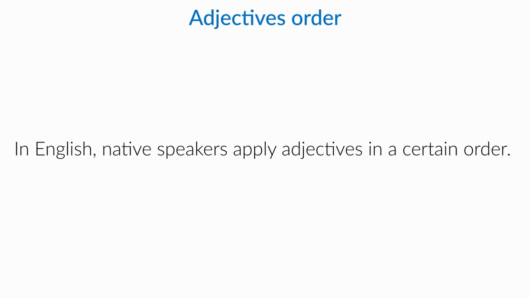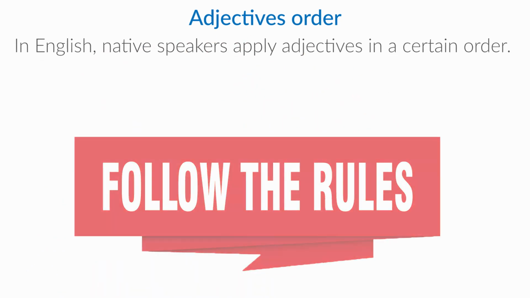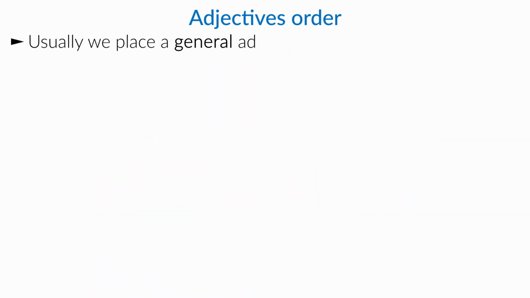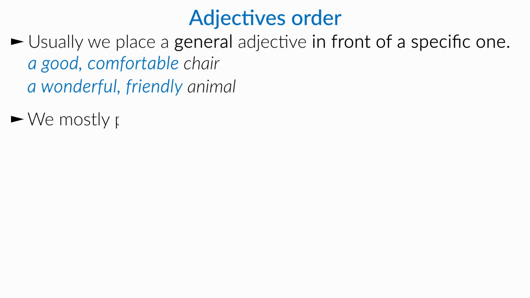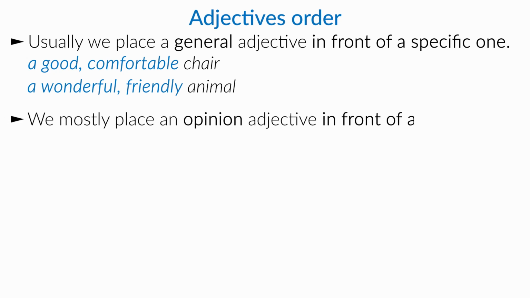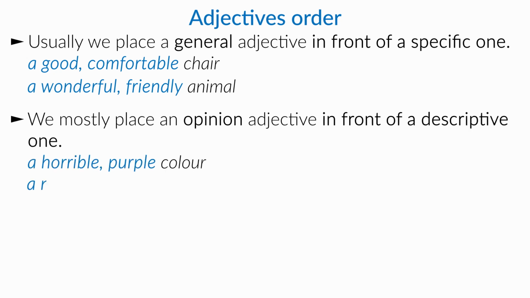Adjectives order. We often use more than one adjective before a noun. In English, native speakers apply adjectives in a certain order. It's worth memorizing several simple rules. Usually, we place a general adjective in front of a specific one. A good, comfortable chair. A wonderful, friendly animal. We mostly place an opinion adjective in front of a descriptive one. A horrible purple colour. A nice small bag.